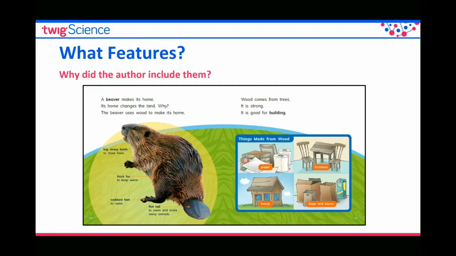So take a look at a piece of text from a grade 1 science reader. You have all these different features that the author has included. We always want our students to ask whenever they encounter text features, why did the author include them? So if you look, for example, on the right-hand side, the text says wood comes from trees. It is strong, it is good for building. And then you see a chart there that shows some things made from wood. So why would the author put that in? We want to have that conversation with our students.